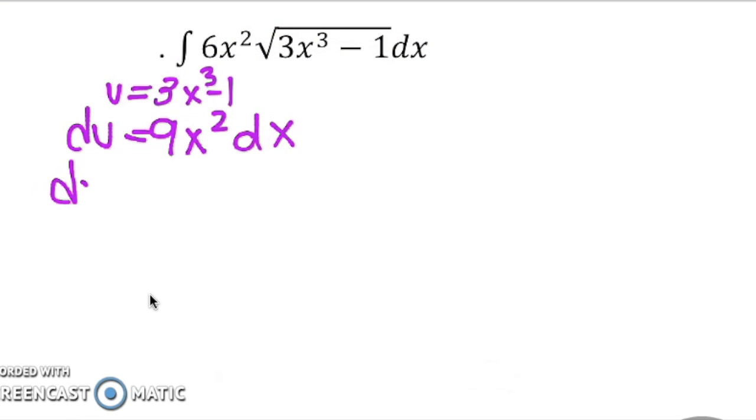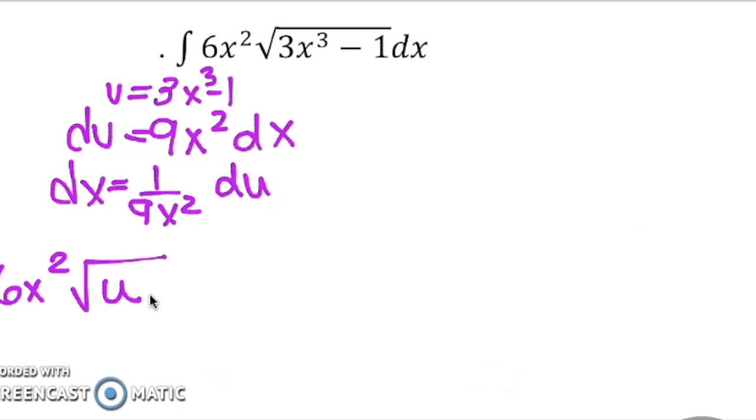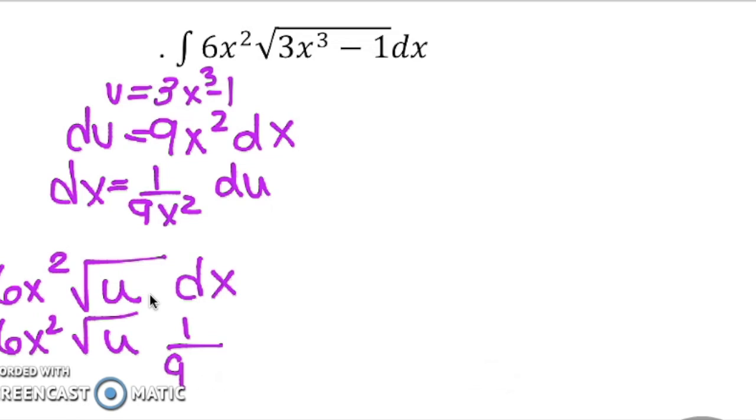And I'm going to solve that for dx. So dx is 1 over 9x squared du. So now is the point where we can simplify. And again, this is not proper calculus notation to mix our u's and our x's. So I'm going to just do this off to the side with no integral. So this will be 6x squared, the square root of u dx, which is 6x squared, square root of u times 1 over 9x squared du. So I'm plugging in that expression for dx.